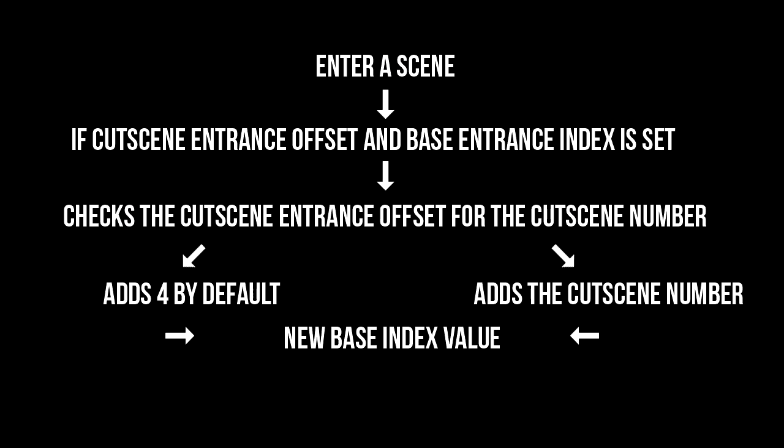However, if the cutscene entrance offset and the base entrance index are set, the game is going to add 4 to the base entrance index, so it will skip over the normal records we just spoke about, and it's also going to add the cutscene number to it.